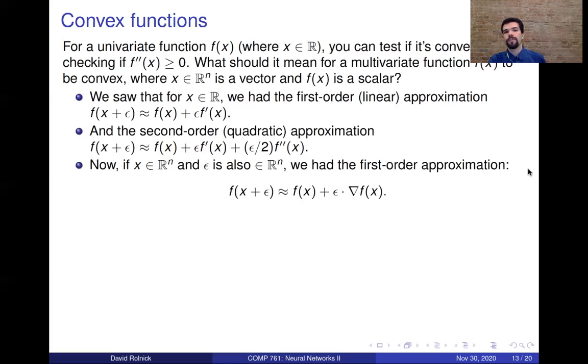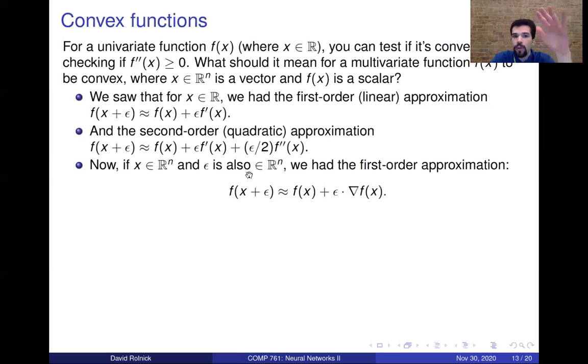Now, let's generalize this to higher dimensions. This was univariate. This is like us doing Taylor series for vectors instead of for scalars. So suppose that we have now x as a vector. And that means that epsilon, our little change to x, our small perturbation, is also going to be a vector.